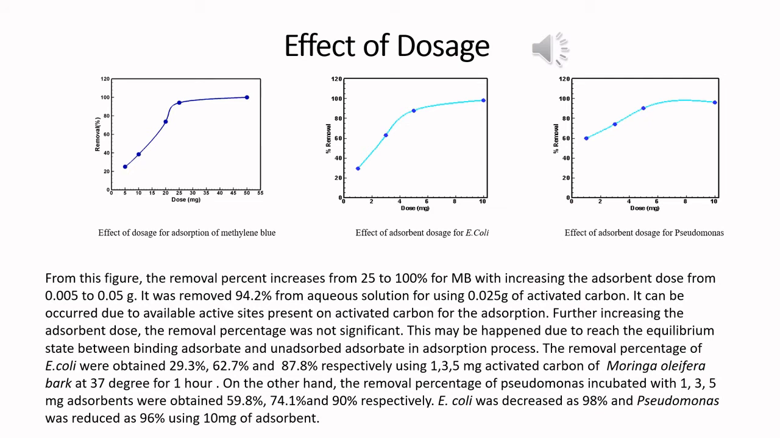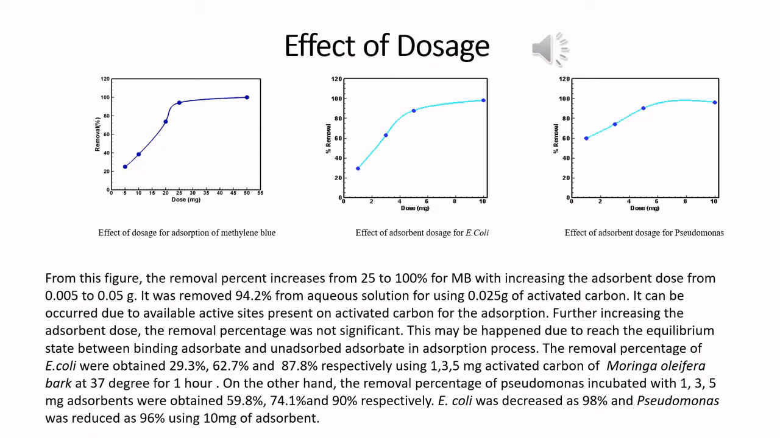Effect of doses. From the figure, the removal percentage increased from 25 to 100% for methylene blue with increasing the adsorbent dose from 0.005 to 0.05 gram. It removed 94.2% from aqueous solution using 0.025 gram of activated carbon, that means 25 milligram. It can occur due to the available active sites present on the activated carbon for adsorption. With further increase in the adsorbent dose, the removal percentage was not significant. This may happen due to reaching the equilibrium state between bound adsorbate and unadsorbed adsorbate in the adsorption process.